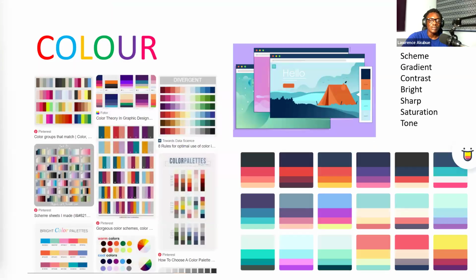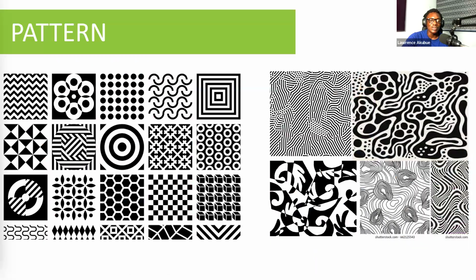Then color. All I need to mention here is that there's what they call color palettes. So when you are generating your image, you can equally give it a color palette to use. Pattern is simply things that are repeated. It could be a line that is repeated, it could be a shape that is repeated.